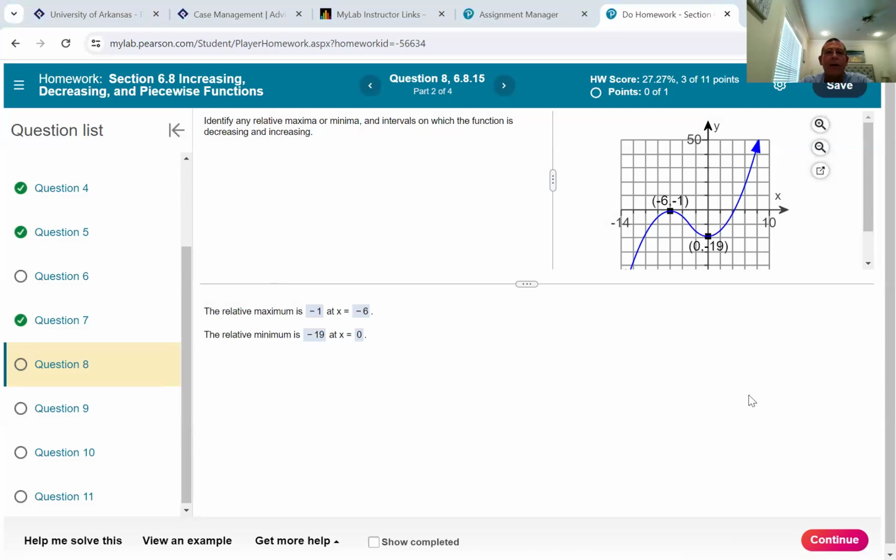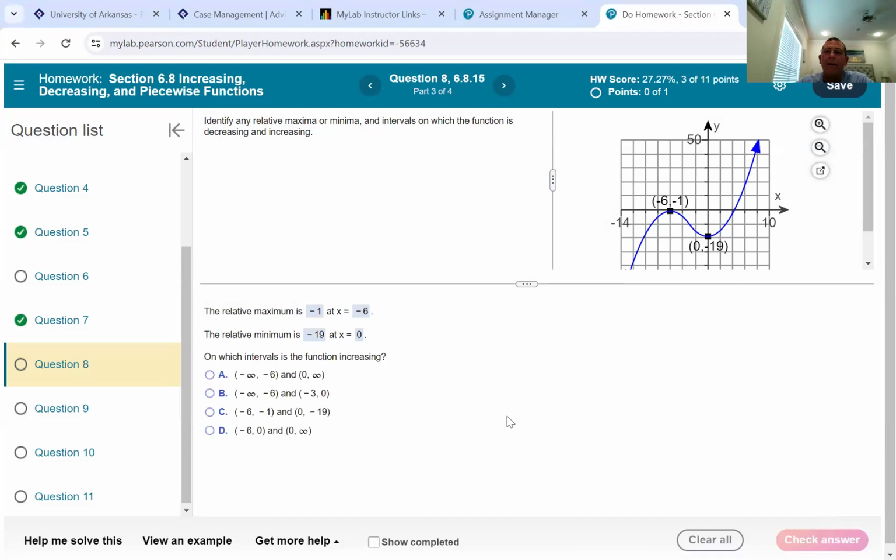All right, let's see what they want next. So, they're going to want increasing and decreasing. So remember, this is increasing in 2 spots. The first section and the third section are both going uphill. And remember, these definitely start at negative infinity on that left side, and cruising till we hit that x value of that peak, which is negative 6. So looks like A and B are in the running so far.